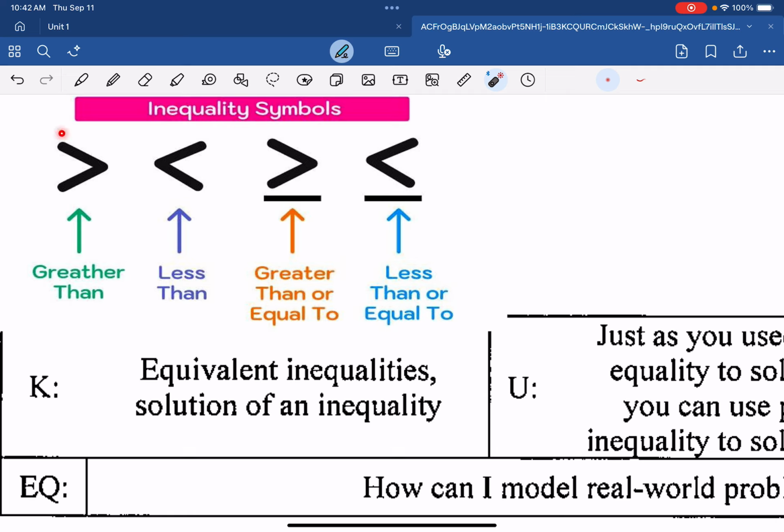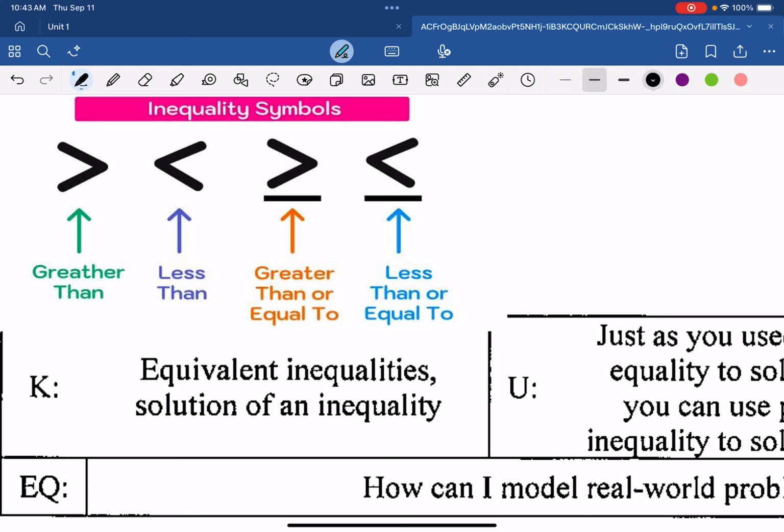So something is greater than something else. This one we would read as less than. This one with the line underneath, it's a greater than or equal to symbol. And last but not least, we have a less than or equal to. So when the line is underneath, we know it's "or equal to."